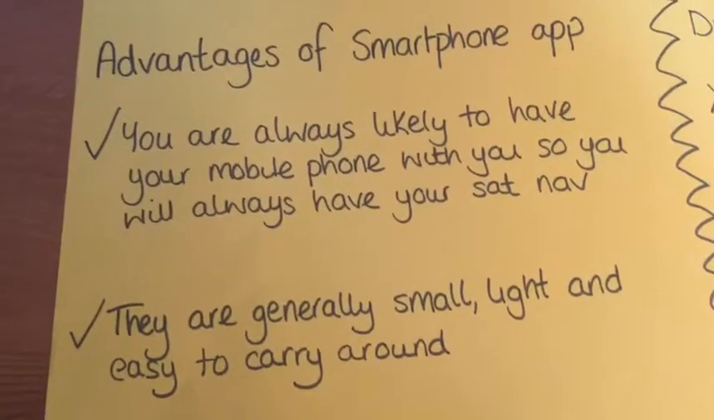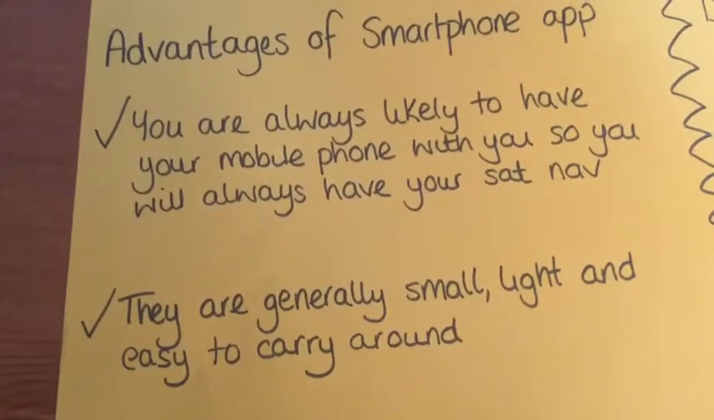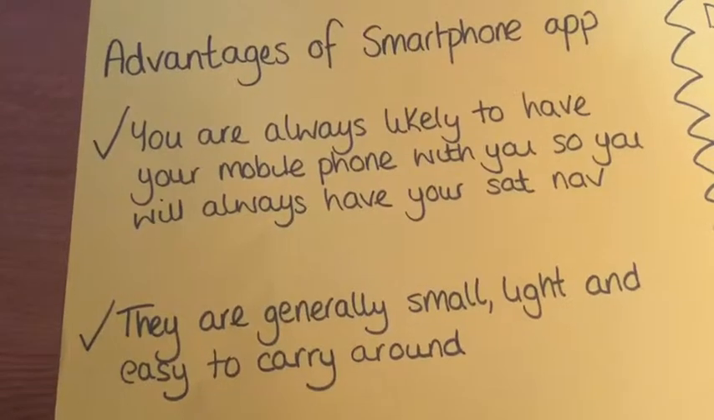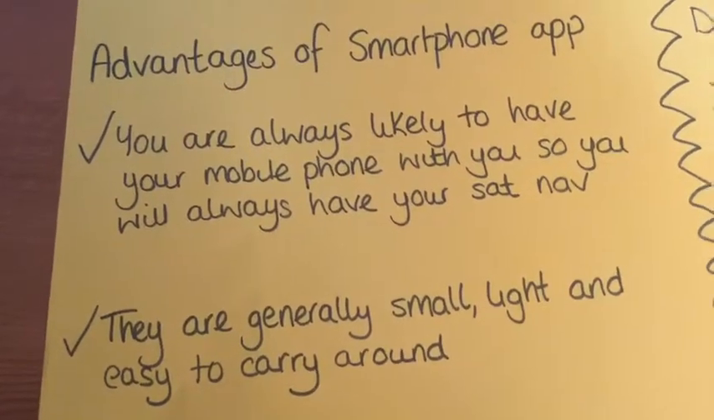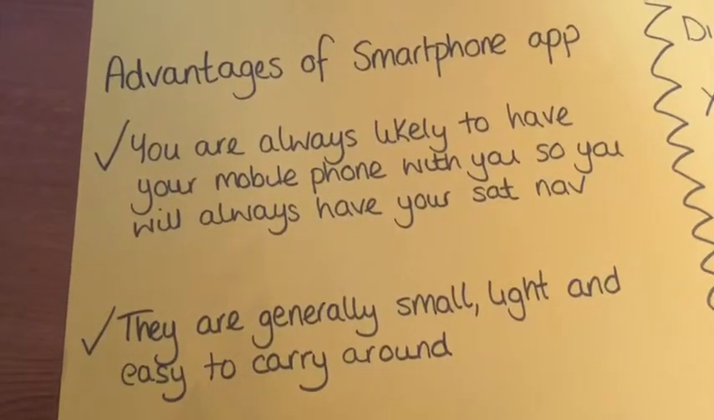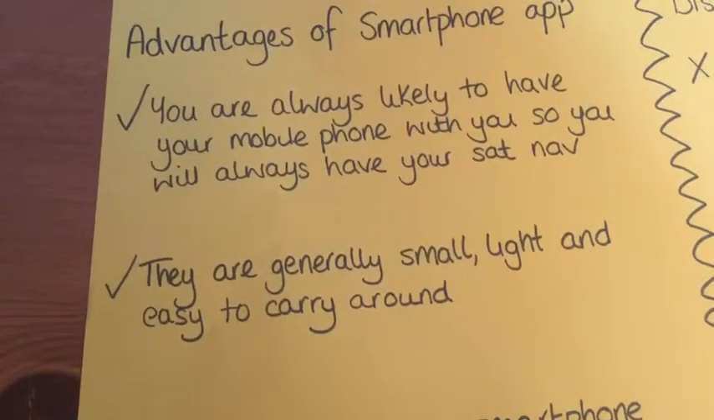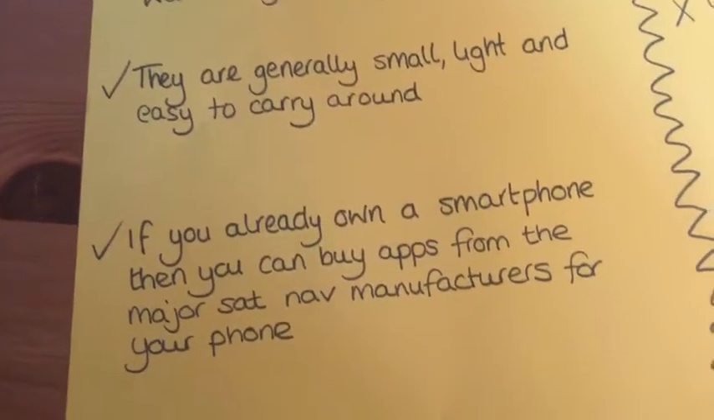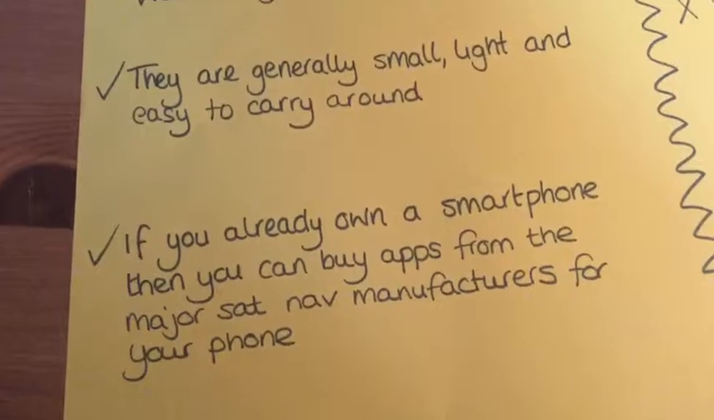Okay, so you've probably all got a smartphone, and when you start to drive in the not too distant future, you might have the option of whether to download a smartphone app or whether to buy a dedicated sat-nav. The advantages of using a smartphone app: you're always likely to have your mobile phone with you, so you will always have your sat-nav. They're generally small, light and easy to carry around. And if you already own a smartphone, then you can buy apps from the major sat-nav manufacturers for your phone.